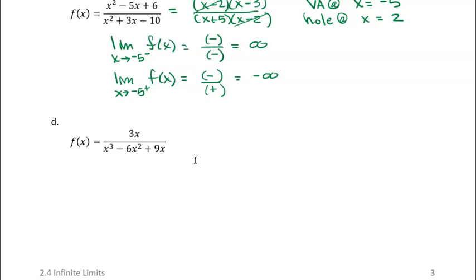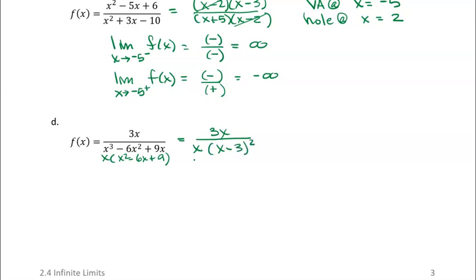Now, this one, let's again factor this denominator. So I have 3x. I can't really do anything with that. I know I can factor out an x in the denominator, and then, let me just write it down here, x squared minus 6x plus 9. And I can factor that. It looks like x minus 3 times x minus 3 would give us the x squared minus 6x plus 9. So this is going to be x minus 3 squared.